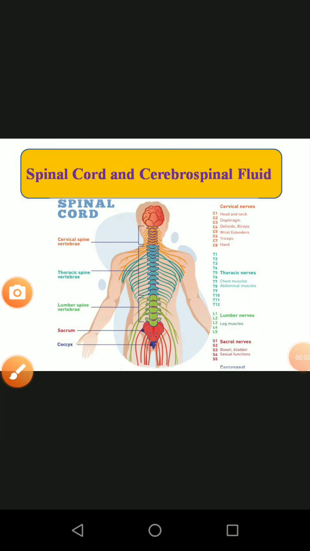Dear students, welcome to online biology classes. So today we are going to be seeing about the spinal cord and cerebrospinal fluid.